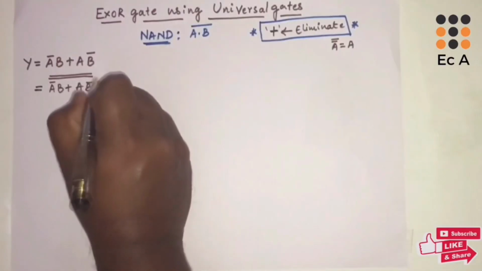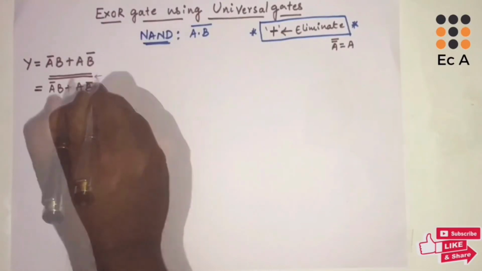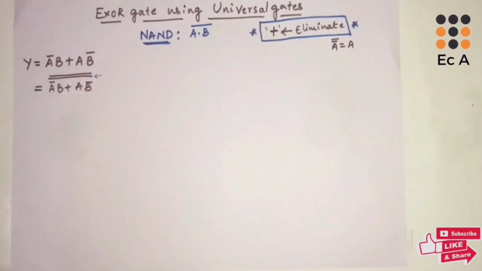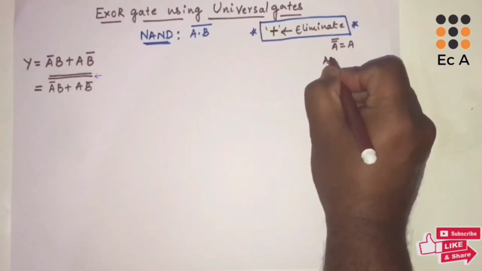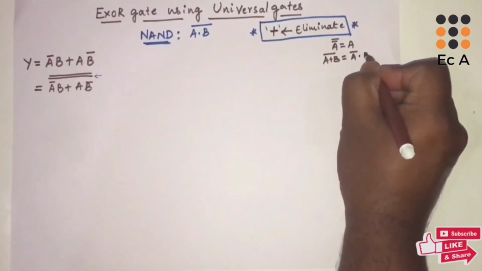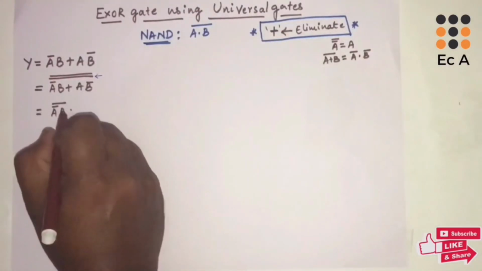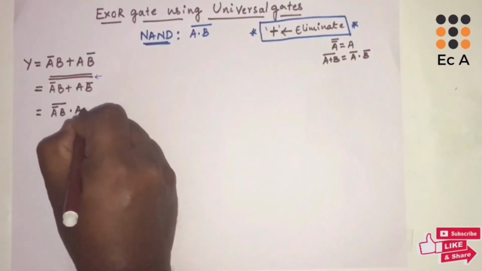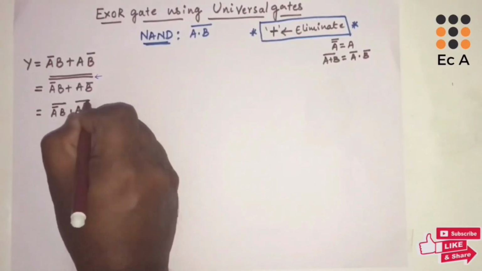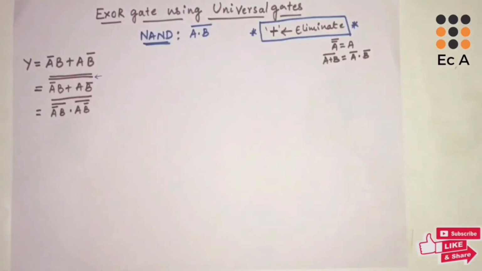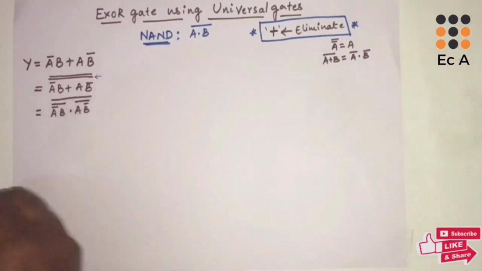Now we will simplify the inner bar and the outer bar will remain as it is. We simplify the inner bar using De Morgan's theorem. We know from De Morgan's theorem a plus b whole bar can be written as a bar dot b bar. Using the same analysis we can write a bar b whole bar dot a b bar whole bar, and we write one more outer bar which we have not simplified.